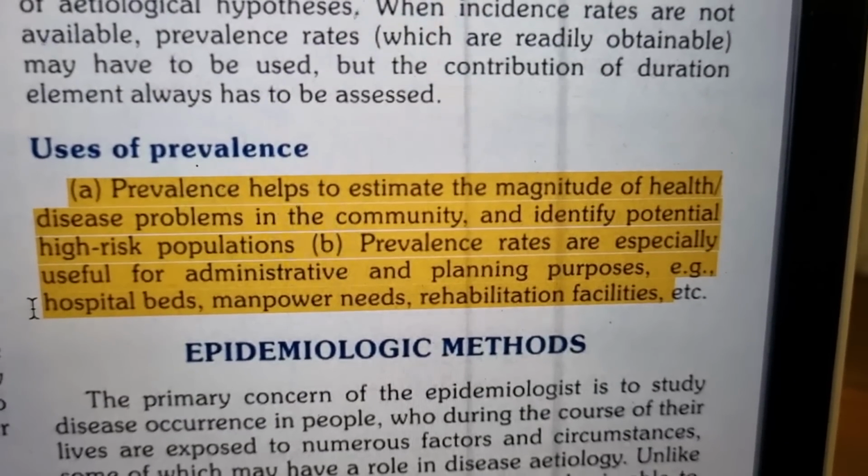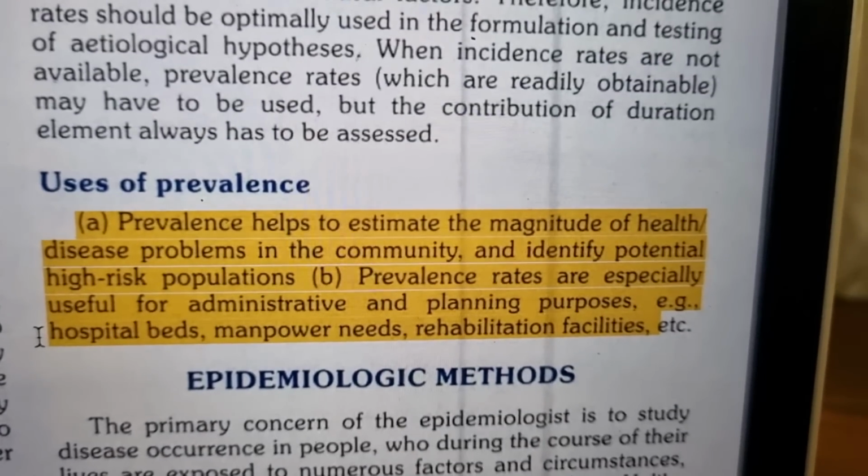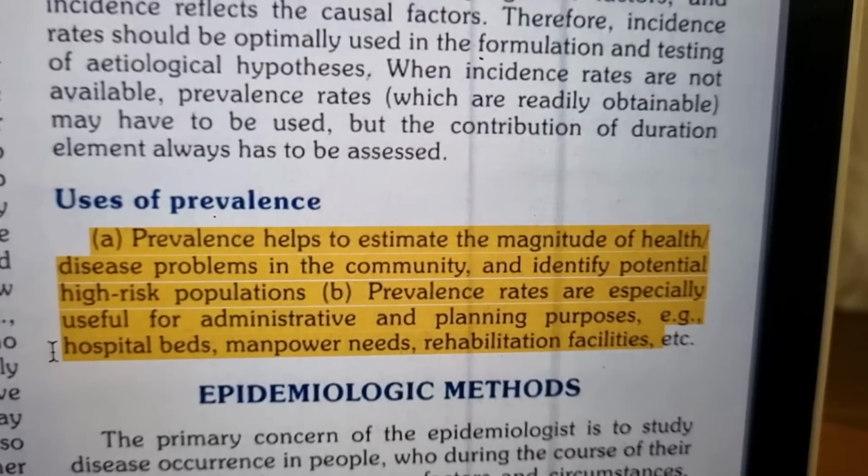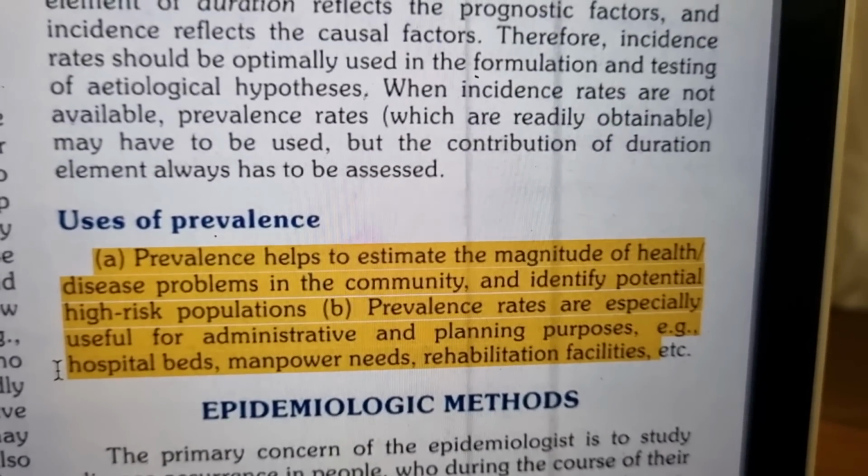What are the uses of prevalence? Prevalence helps to estimate the magnitude of health problem in the community and identify potential high-risk population. Prevalence rates are especially useful for administrative and planning purposes. How many hospital beds are there? How much manpower is needed? Rehabilitation facilities, how many are there? So prevalence gives us a snapshot. It gives us a photographic picture of existing problem or existing cases. Whatever it is, prevalence is just a picture, at a point of time or over a period of time. So that's why it is useful for planning and administrative purposes. And incidence is useful for monitoring purposes. Whether something is controlled or not, we can see with incidence.